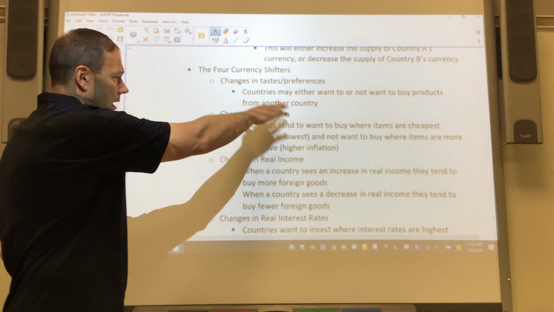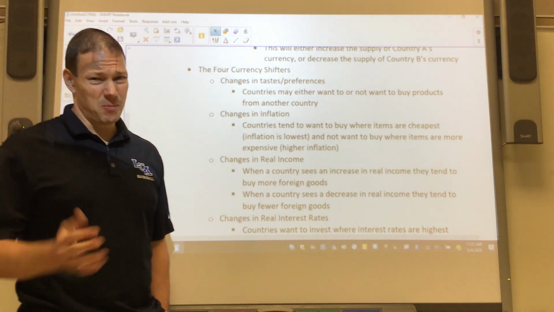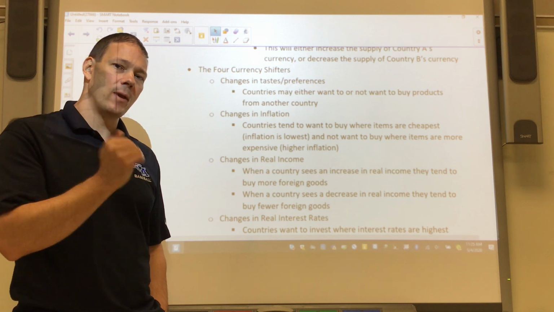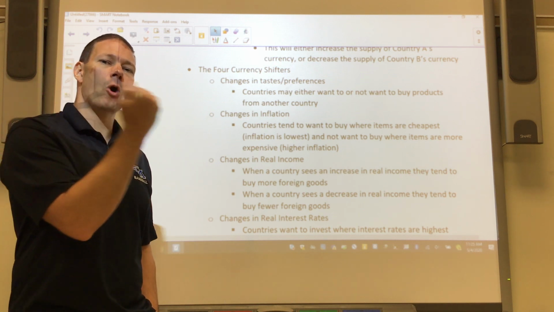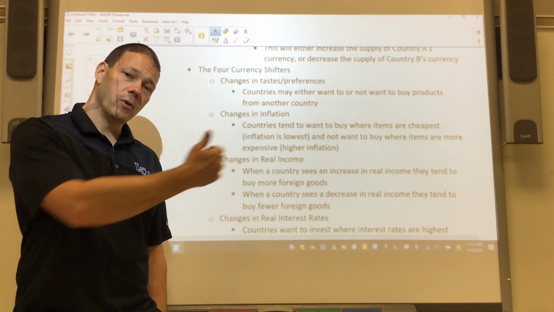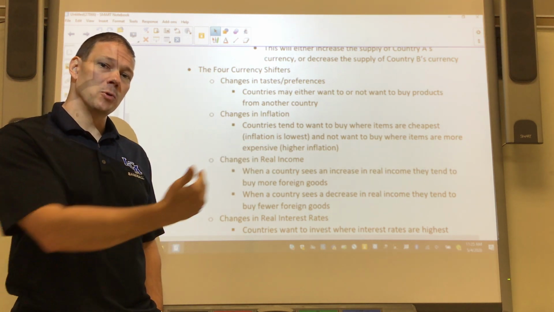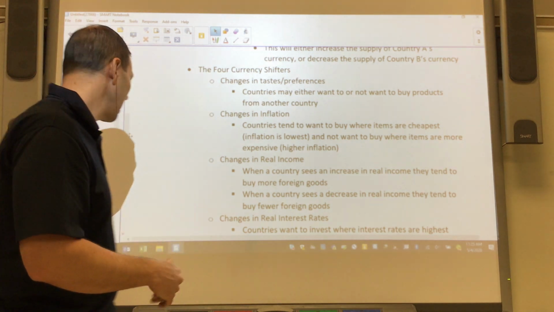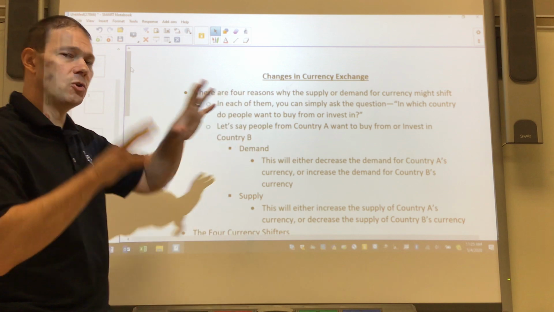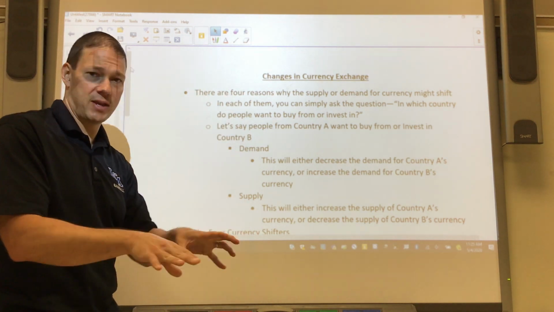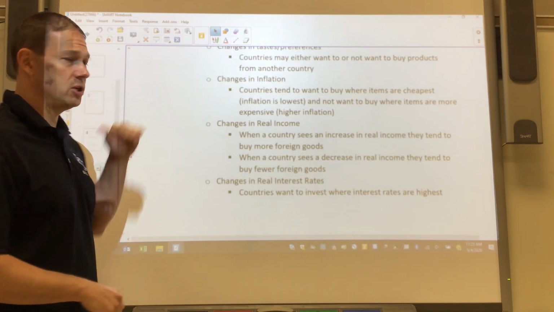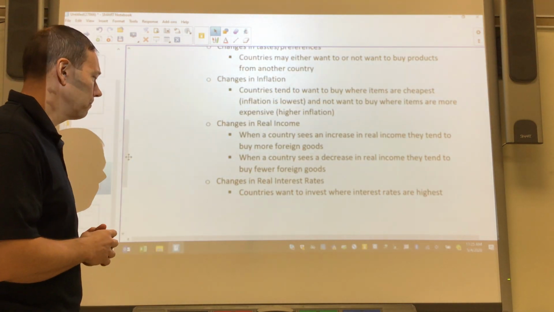If they give you a scenario with inflation, remember we always like to buy where things are the cheapest, right? So if a country is experiencing a high rate of inflation, we generally don't want to buy from them because their products are going to be more expensive. Conversely, to them, our stuff is cheaper, so they will want to buy from us. And again, remember, all these come back to what we said at the top, which is you're asking the question, where do people want to buy or invest in? In this case, you want to buy where inflation is lower because prices are going to be cheaper.